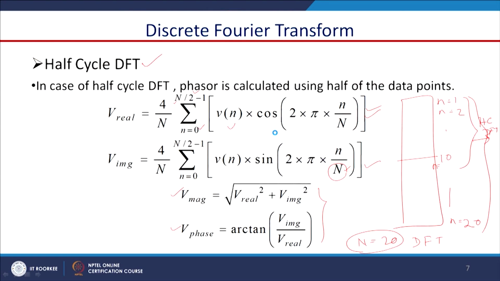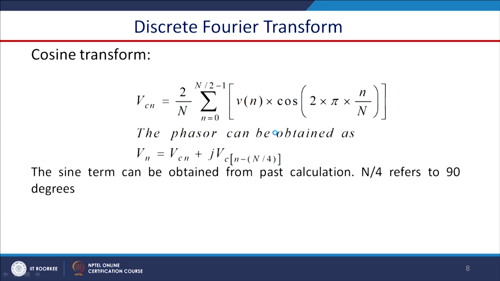Now, coming to another part, the cosine transform of the DFT, that is the cosine part of the signal: 2 by N, summation for n from 0 to N by 2 minus 1, of V_n small v[n] and cos(2 pi small n by capital N). Now, this is the real part of this particular signal. What about the imaginary part? If I do not know the imaginary part, then how to calculate it? It is in this way.